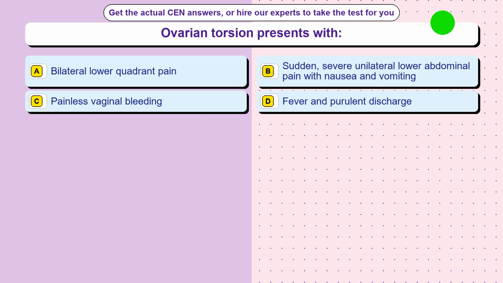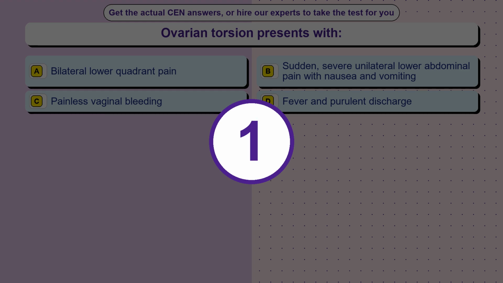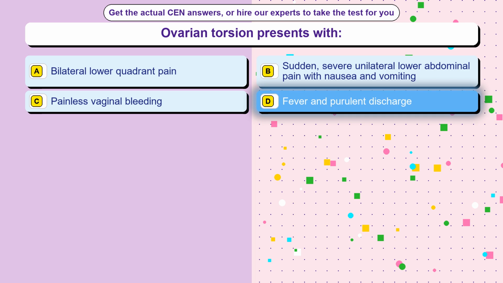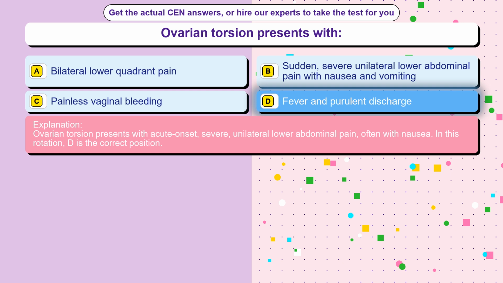Question 52. Ovarian torsion presents with: Option A, bilateral lower quadrant pain. Option B, sudden, severe unilateral lower abdominal pain with nausea and vomiting. Option C, painless vaginal bleeding. Option D, fever and purulent discharge. The correct answer is option D, fever and purulent discharge. Ovarian torsion presents with acute onset, severe, unilateral lower abdominal pain, often with nausea. In this rotation, D is the correct position.